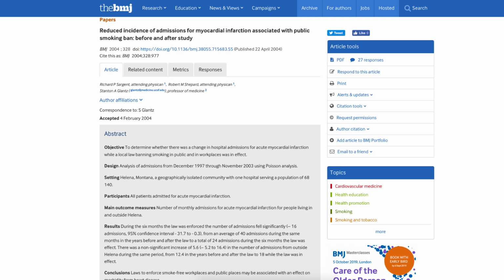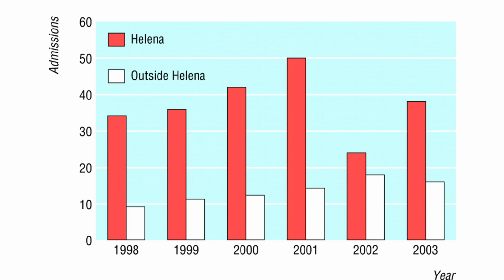One example is a 2004 study into a smoking ban in Helena, Montana, where the local government trialed a smoking ban in public places. The researchers then pulled the local hospital data to investigate the effect on heart disease and found what looked like a dramatic 40% decrease in heart attacks. Now, once the smoking ban was lifted, the number of heart attacks went back up. Now, I like this study because it is a great example of natural experiments, but also a great example of really bad science.